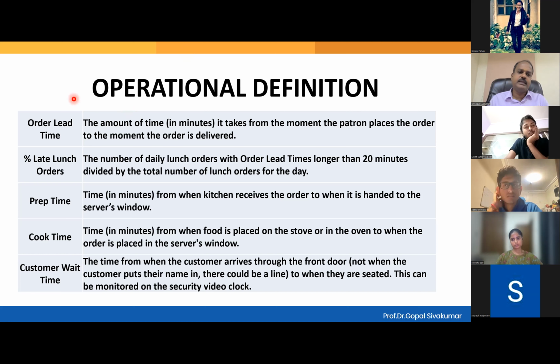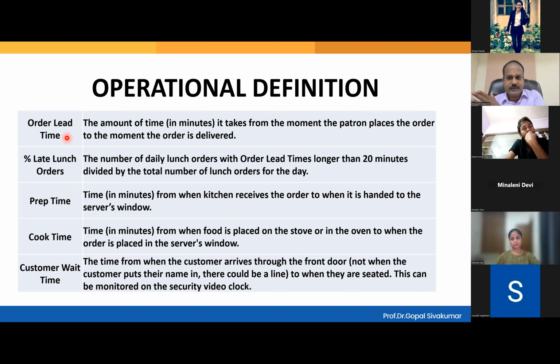And now look here: order lead time, percentage late lunch hours, food preparation time, food cooking time, customer waiting time. This is the language used in a restaurant, the food industry. Now, what do you think is the meaning of order lead time? How much time until you get the delivery after the order is placed? Do you think this definition will be common in all projects? No. It will be different. It can vary from restaurant to restaurant, project to project, case to case.